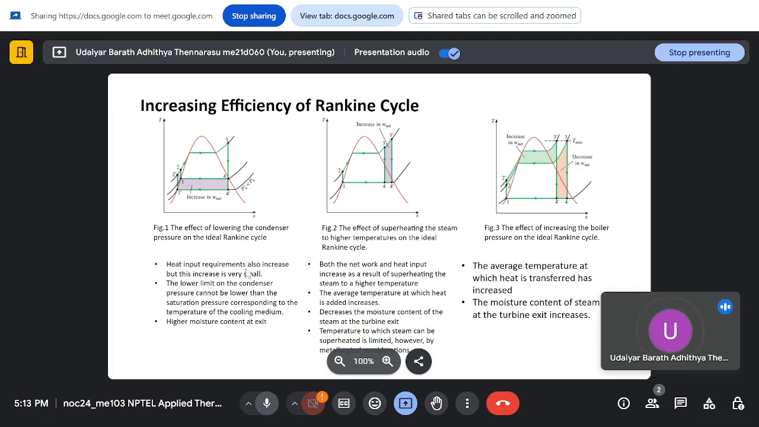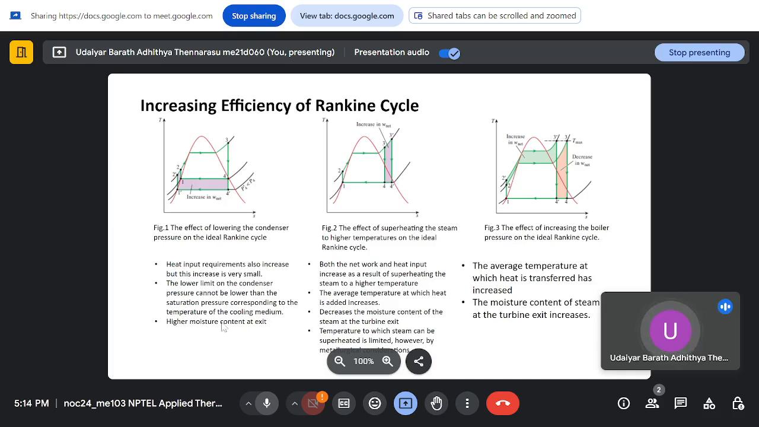So it's also limited by what kind of fluid you are using to cool, and at what temperature you are trying to cool. So if your condenser pressure is lower than the saturation pressure for your water coming in at, suppose, 20, this temperature cannot go below 20. You need at least some temperature difference for heat transfer to take place. So that's the limitation here.